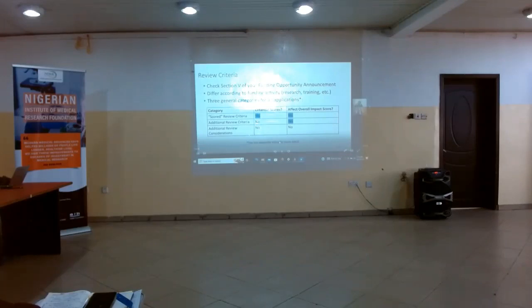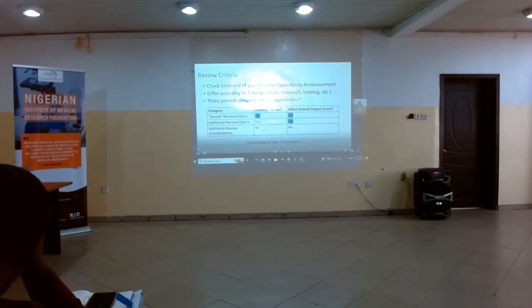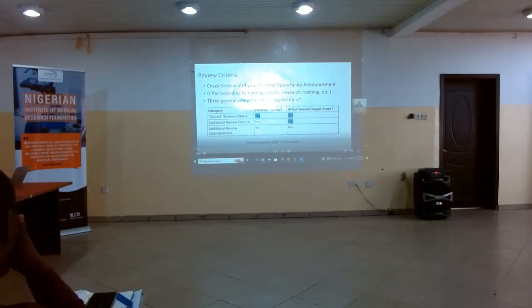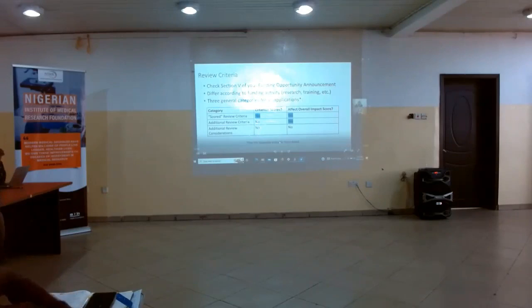Some criteria are called scored because each of the criteria is assigned a numerical score, a criterion score, and each of those criteria can affect the overall score for the entire application. Then there's a category that's in the middle, and these are called additional review criteria because they do not receive criterion scores, but they can affect the overall impact score.